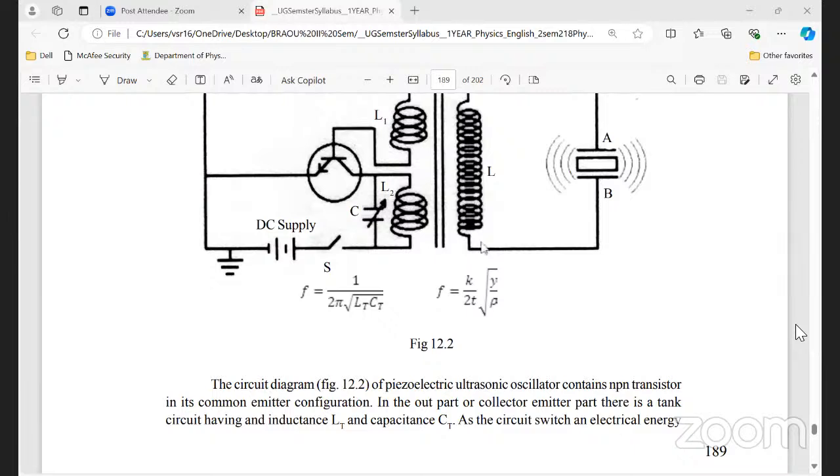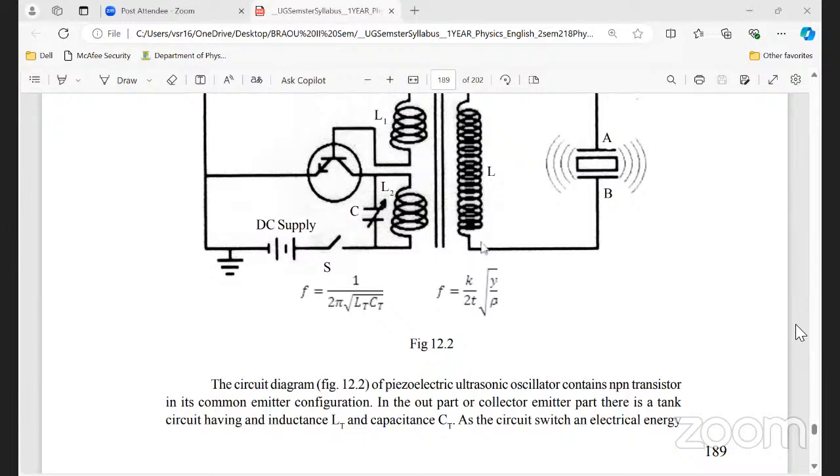P means positive holes, and N means negative electrons. You can't say that P is a positive plate and N is a negative plate. You have to say the charge carriers present inside the P and N: P has holes and N has electrons.